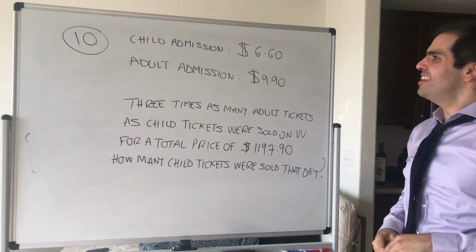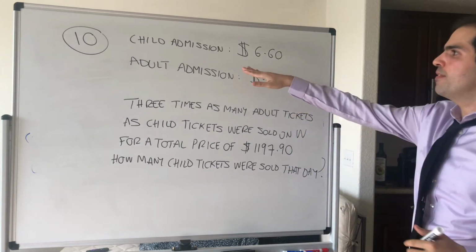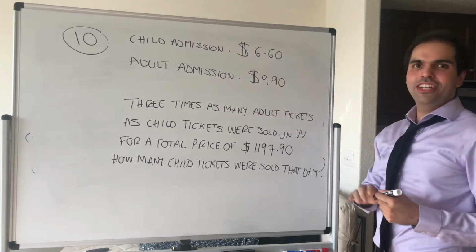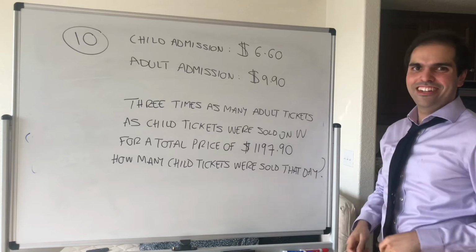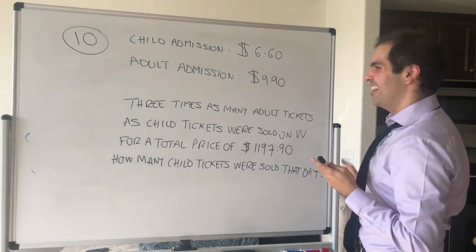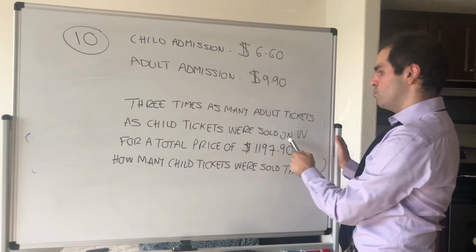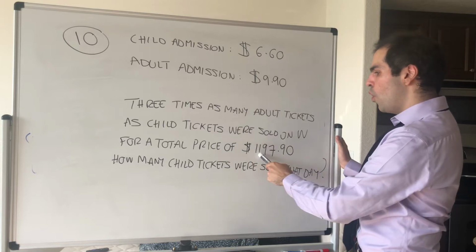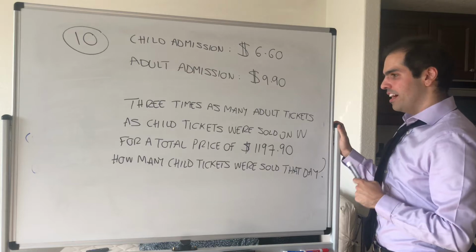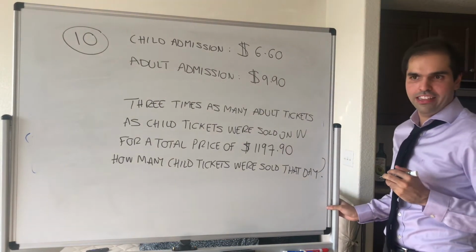All right, so next question, another word problem. So suppose you're at the movie theater and the child admission is $6.60 and adult admission is $9.90, which makes me think this must be the 90s or something for such a cheap price. And then 3 times as many adult tickets as child tickets were sold on Wednesday, for a total price of $1,197.90. And the question is, how many children's tickets were sold that day?